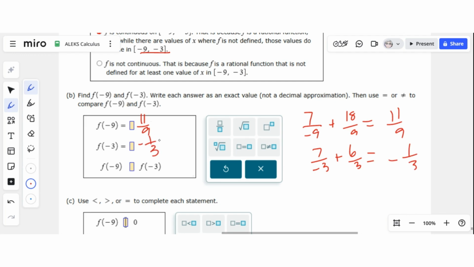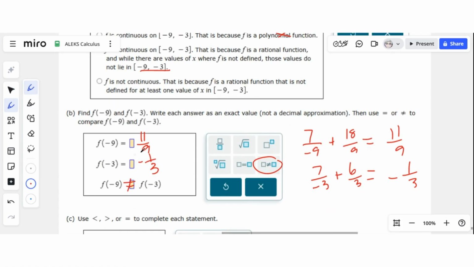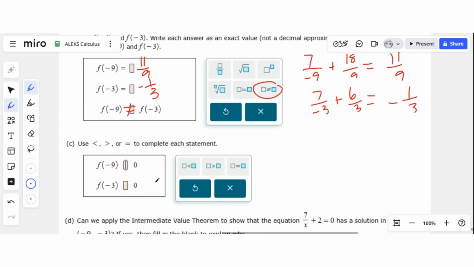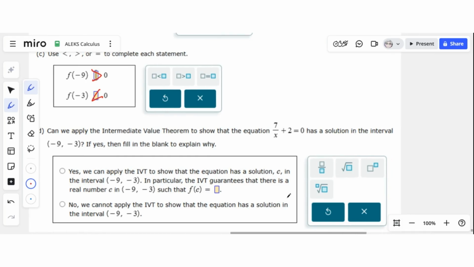We see that one of them is positive, one of them is negative, so we know for sure it's going to cross 0 to get from one to the other. This part here, what they want you to put in here is the not equal sign. That's part of the theorem too. We need to know it's continuous. That's what we just proved here. We need to know that f of a and f of b are not equal to each other, and they are not. And now we're going to look at whether they're greater than or less than 0. F of -9 is positive 11/9, that's greater than 0. F of -3 is -1/3, that's less than 0. So we know this function is going to cross through 0, getting from one to the other.